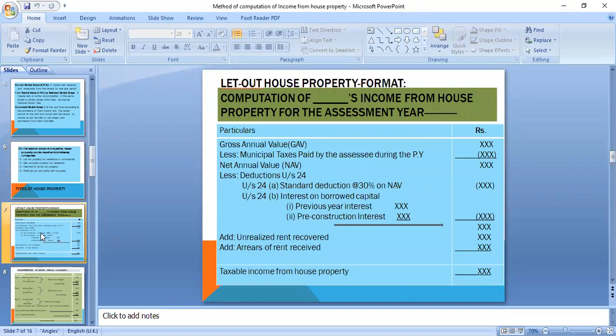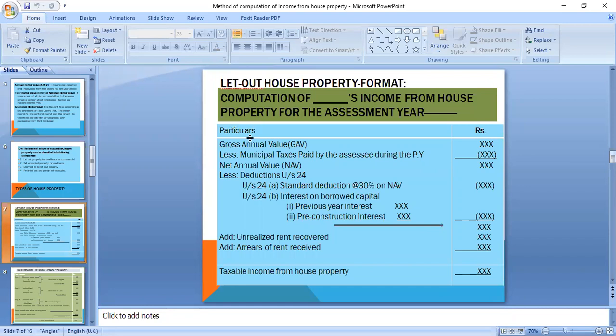Now, first one, let out house property. You have let it out either for residential or commercial purpose, let us assume. Now, how to calculate the income from house property? This is the format: you have to put the heading, computation of, say for example, Karan Dutt's income from house property for the assessment year 2021. After that, you have to draw two columns, one for particulars, the big column, and the other an amount column, a small column.